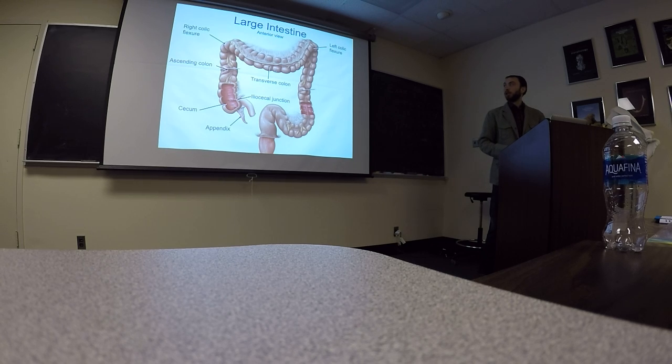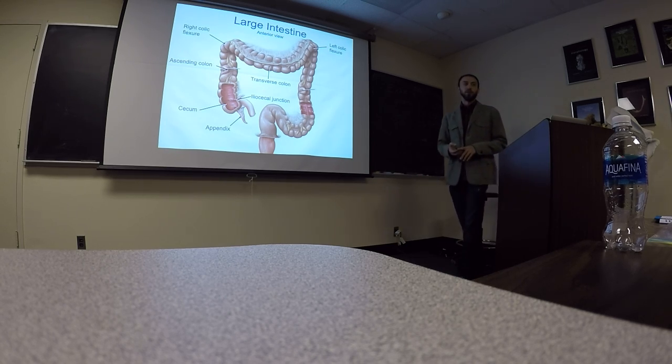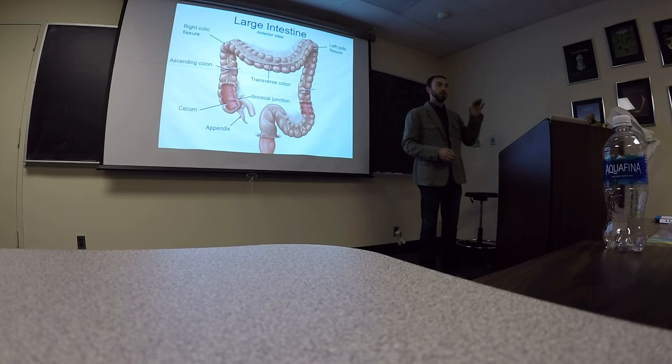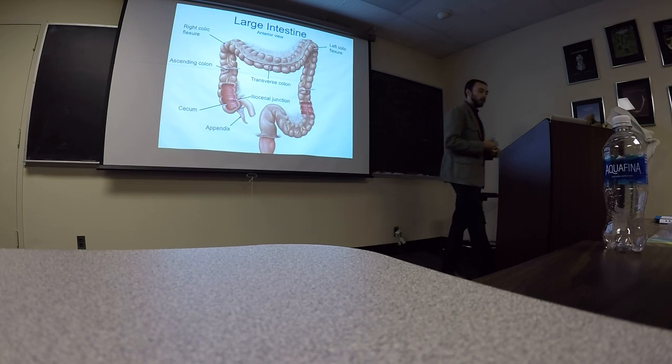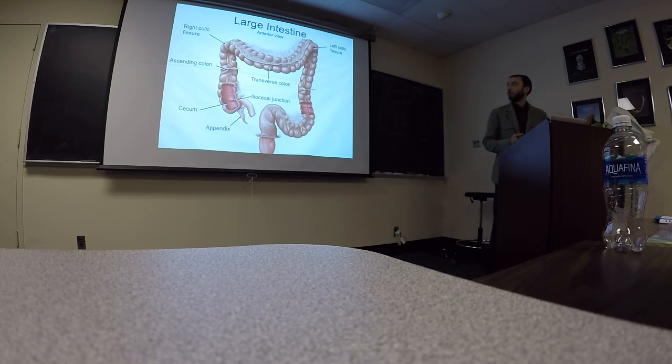You'll notice that the right colic flexure is more inferior than the left, and this has to do with the great differential in size between the spleen and the liver. The liver is gigantic, and it crowds everything out of the right upper quadrant of the abdomen, whereas the spleen is relatively small, so the left colic flexure can be higher.